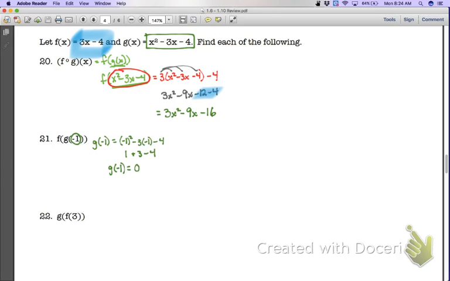So now this 0 that I have right here is going to go into my f function. So I'm going to take wherever I have an x, so instead of f of x, I'm going to have f of 0. So then f of 0 is going to be 3 times 0 minus 4. So f of g of negative 1 is just going to be, because that's just going to be 0, is going to be negative 4.